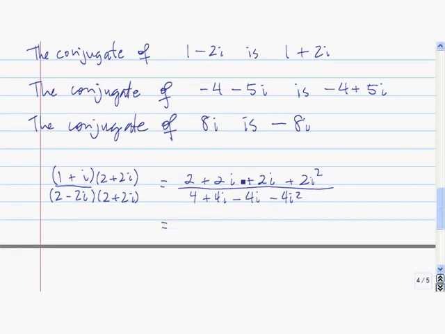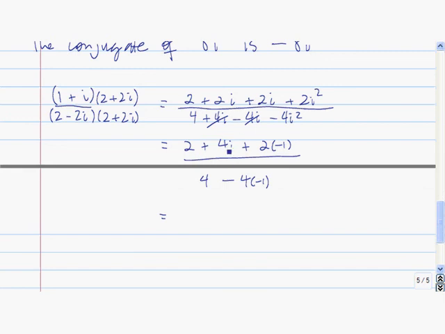Okay, so this is 2 plus 4i plus 2 times negative 1, divided by 4 minus, these guys cancel out, 4 minus 4 times negative 1. So that's equal to 2 plus 4i minus 2, because 2 times negative 1 is negative 2. So in the numerator, we have 4i, and in the denominator, we have 4 plus 4, because negative 4 times negative 1 is positive 4. So in the denominator, we have 8. So this simplifies to i divided by 2, because the 4 and the 8 cancel, which is 1 half i. Okay, so 1 plus i divided by 2 minus 2i is simply equal to 1 half times i.